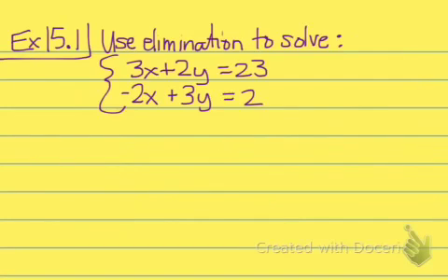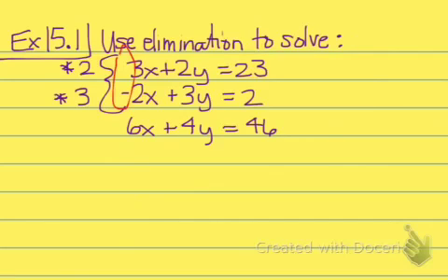Let's do another example. Use elimination to solve. Now in this case, we don't have just a y or an x that's by itself. I'm looking and I see this positive and negative right here, so that's where I'm going to focus my attention. The closest common multiple of both 2 and 3 is going to be 6. So I'm going to multiply the bottom by 3, and I'm going to multiply the top by 2. That way I'll get a 6 and a negative 6 that will cancel each other out.